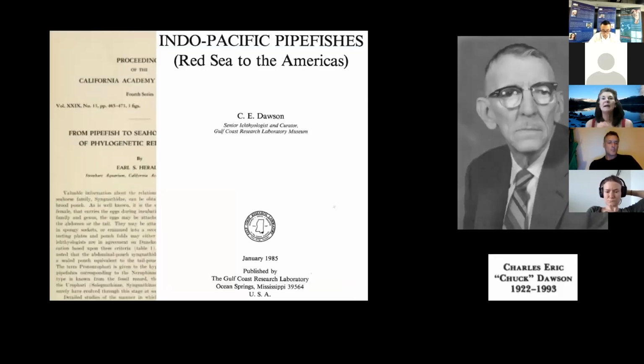But really, sort of the father, if you will, of syngnathid taxonomy was this man, Chuck Dawson, who was a contemporary of Harold's and who published with Harold. And the astonishing thing about Chuck Dawson is that one of his eyes was made of glass. And so he sort of looked at everything through one eye, but he used that eye to study syngnathid fishes extremely carefully, but only in his lab in Mississippi.